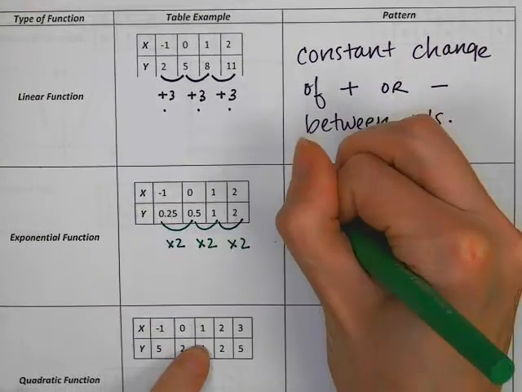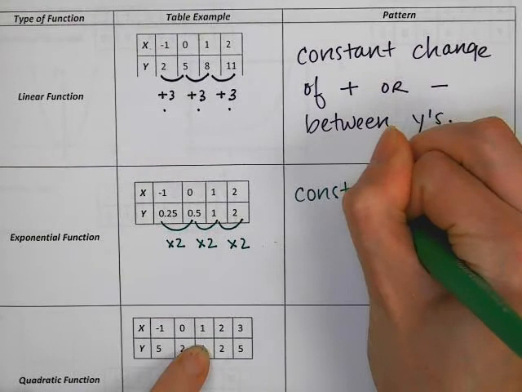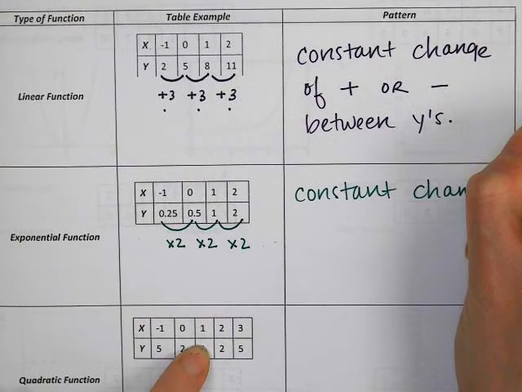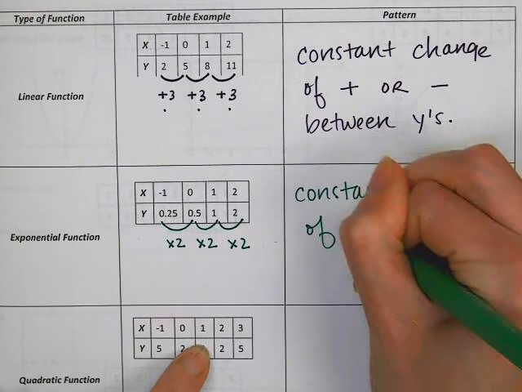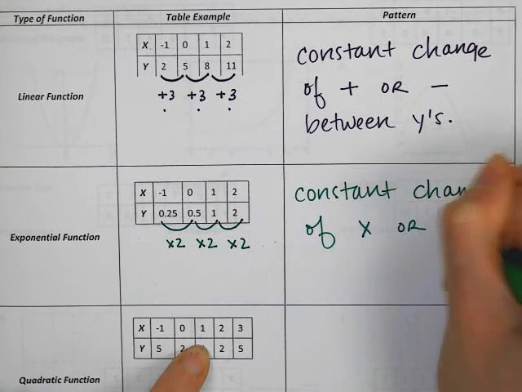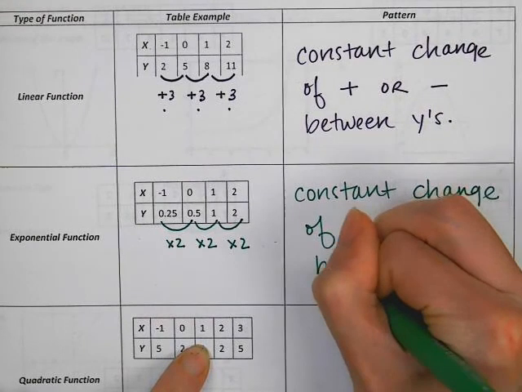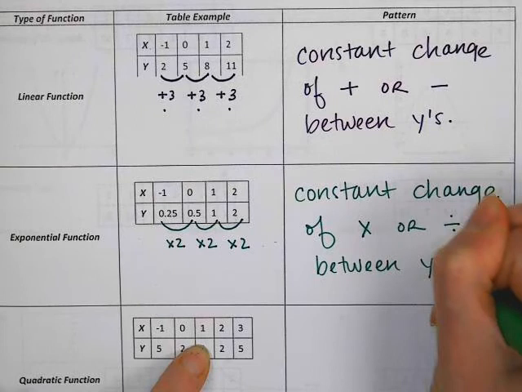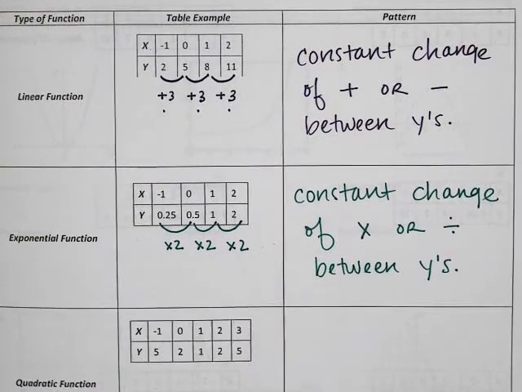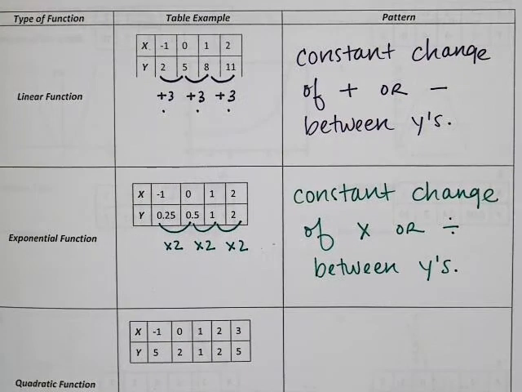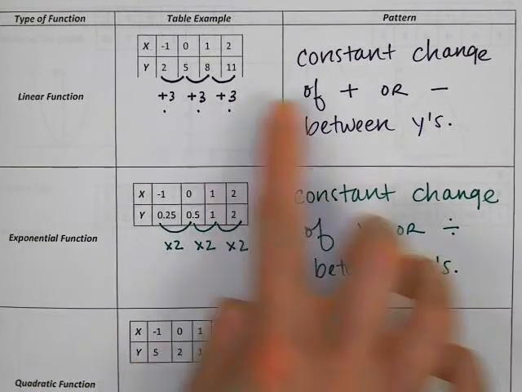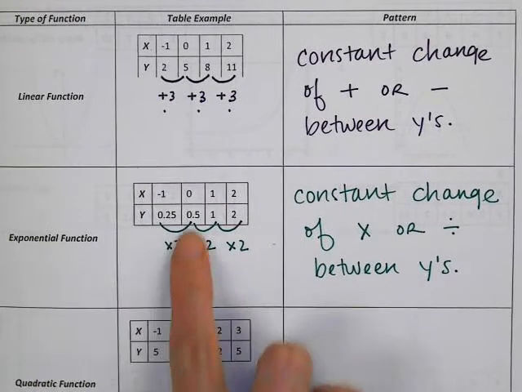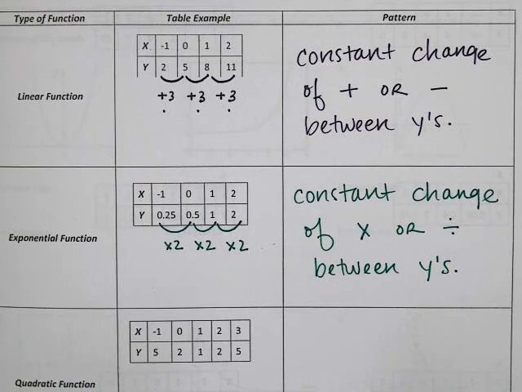And when there is a constant change of multiplication or division between the y's, that's a sign that it's an exponential function. Okay, so if you're adding or subtracting, it's linear. If you're multiplying or dividing, it's exponential.